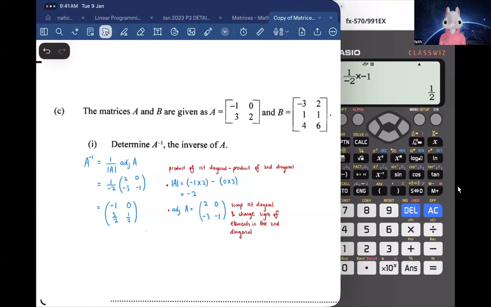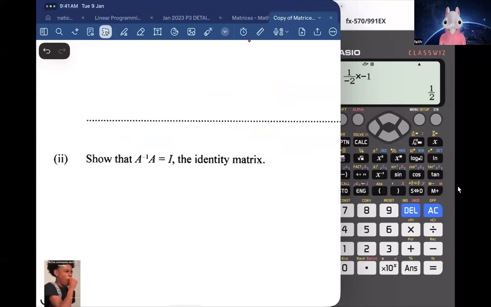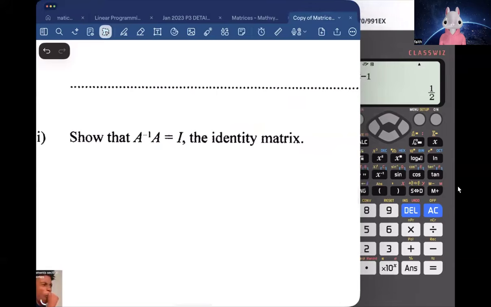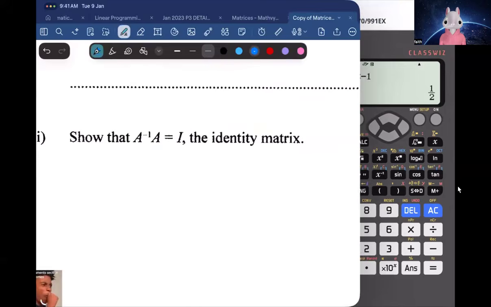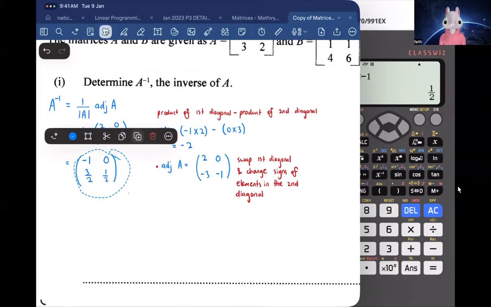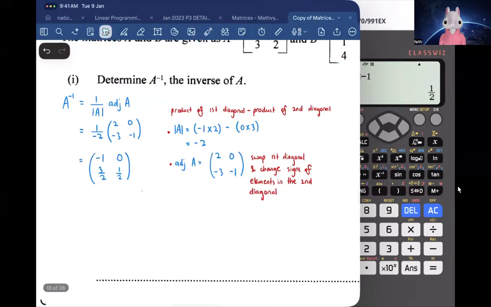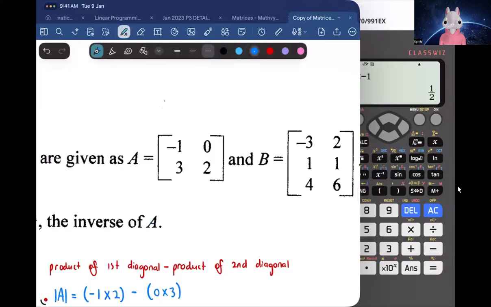All right, cool. So show that A inverse by A is equal to I. What do we know I is? The identity matrix, 1, 0, 0, 1. So we just found A inverse: minus 1, 0, 3 over 2, a half. I'm going to multiply that by A, and A is minus 1, 0, 3, 2.